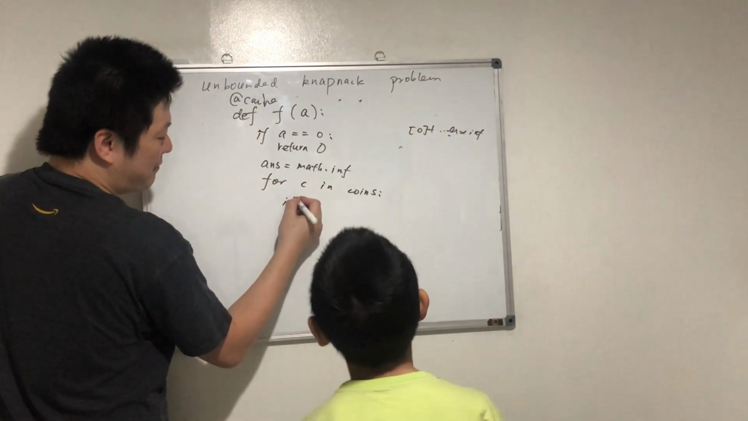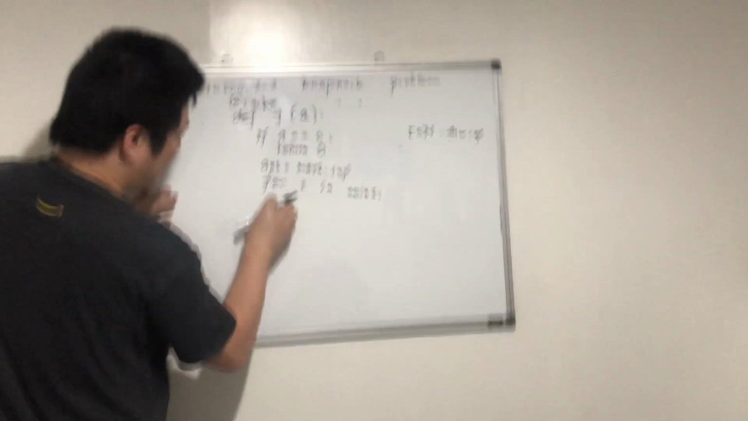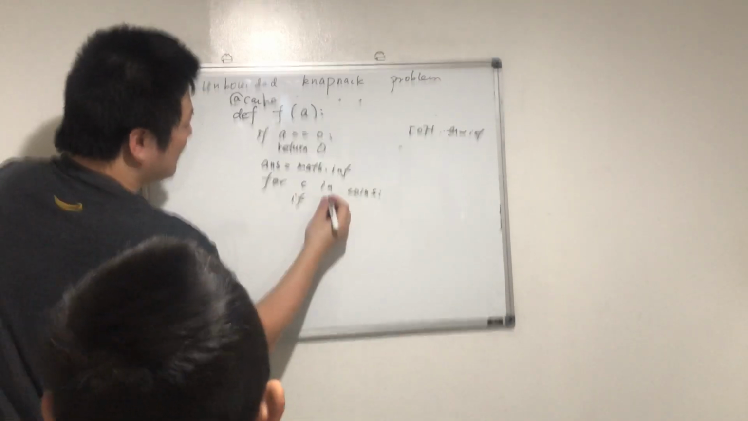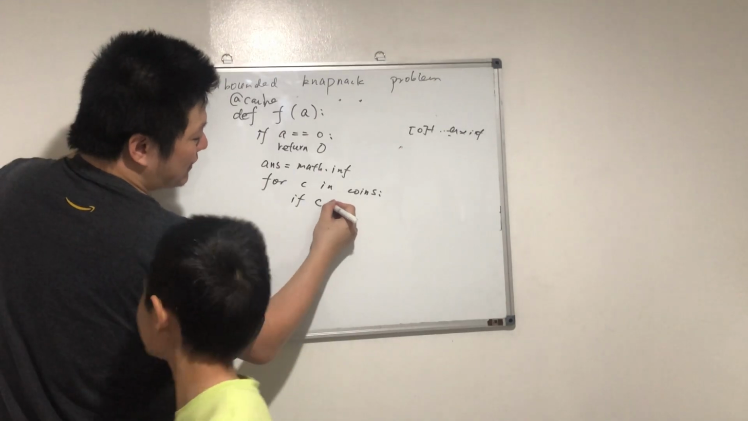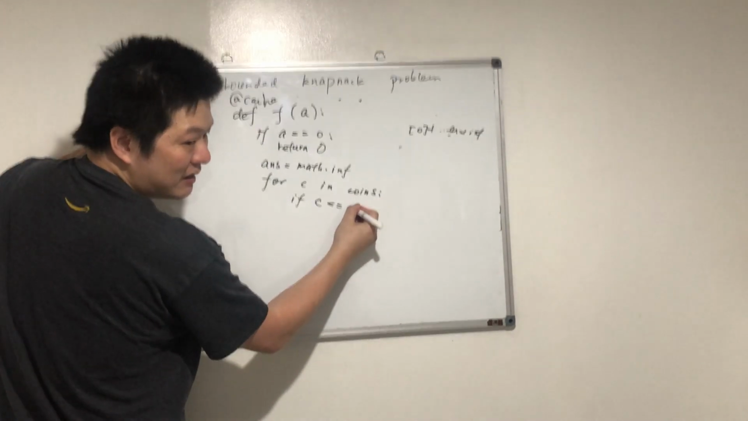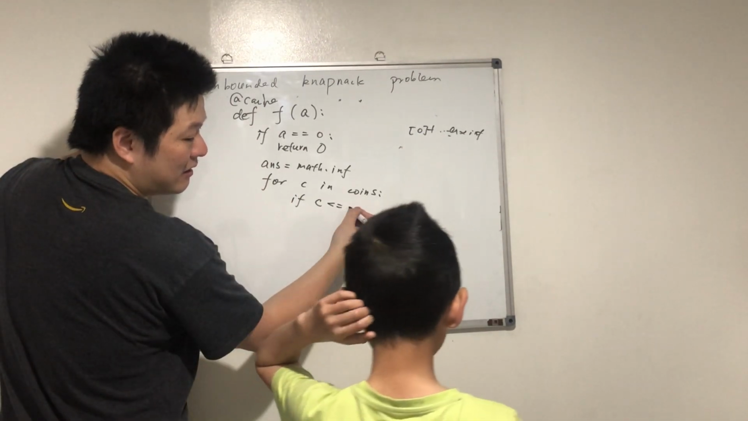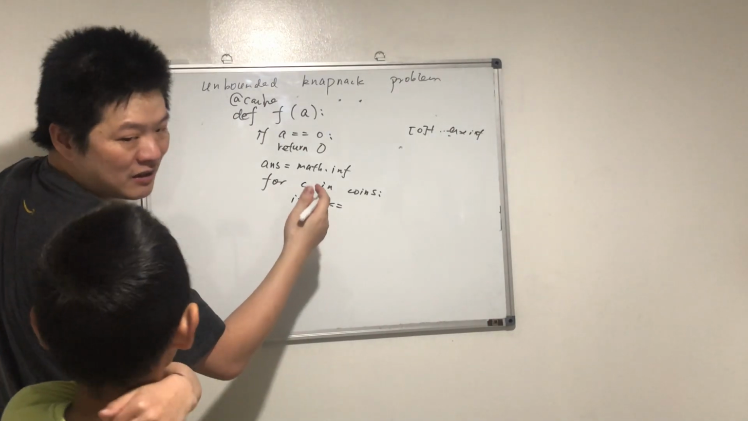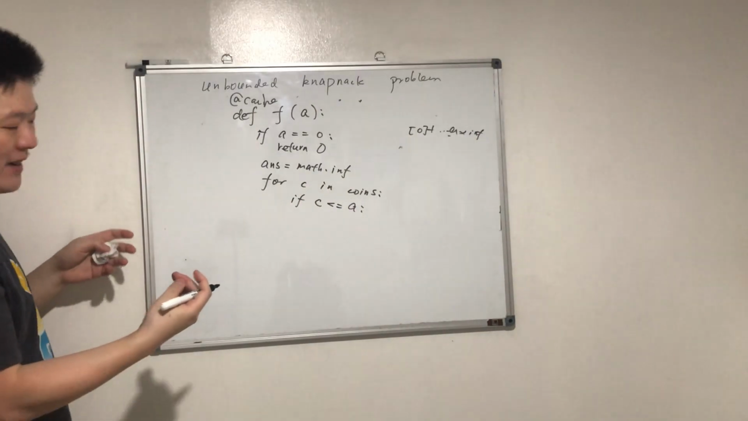And look, it's the same. If the coin is smaller than or equal to A, right? If the coin is smaller than A, then we can check.